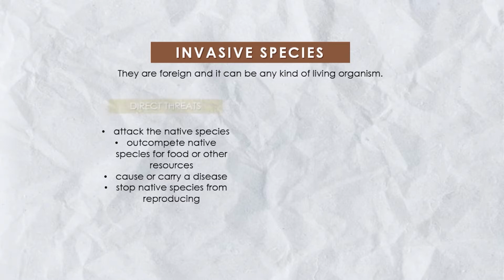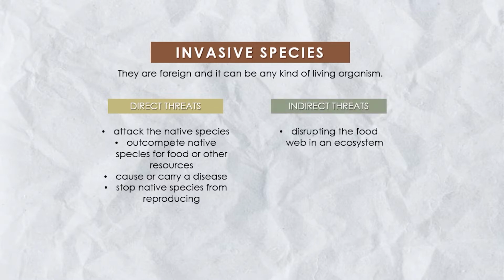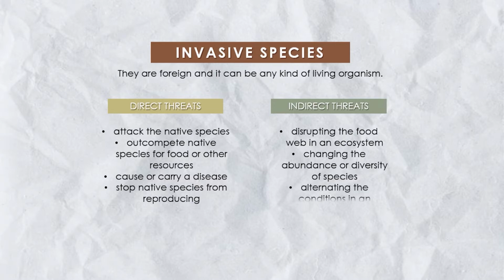These are only direct threats that can be brought by this awful kind of species. Indirect threats include disrupting the food web in an ecosystem, destroying or replacing native food sources, changing the abundance or diversity of species, or altering the conditions in an ecosystem. There is no doubt invasive species are bad news for the environment.